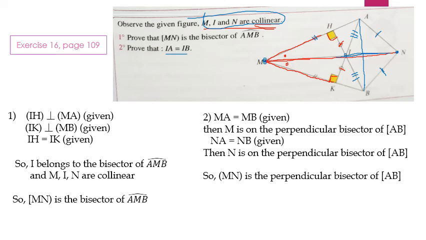Then this point I is on the line MN. So I is on the perpendicular bisector of AB. So I can conclude that I is equidistant from A and B since it belongs to the perpendicular bisector of AB, and then I can say that IA equals to IB.